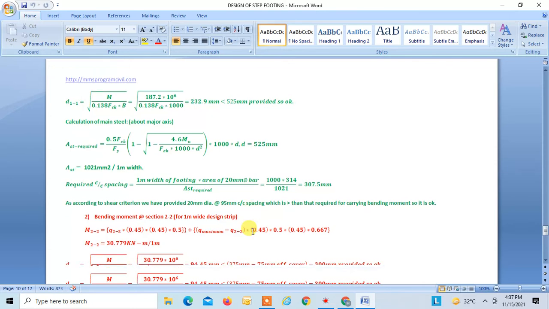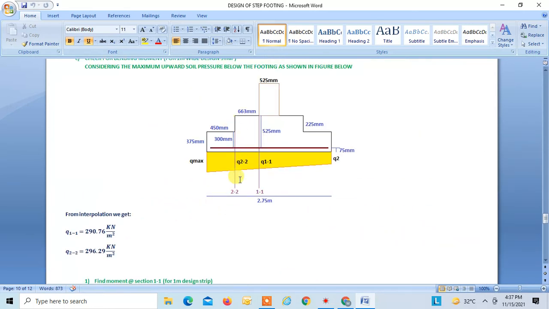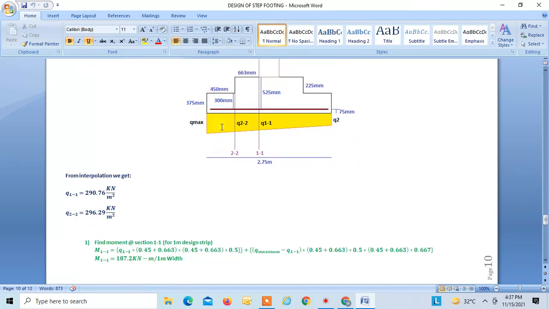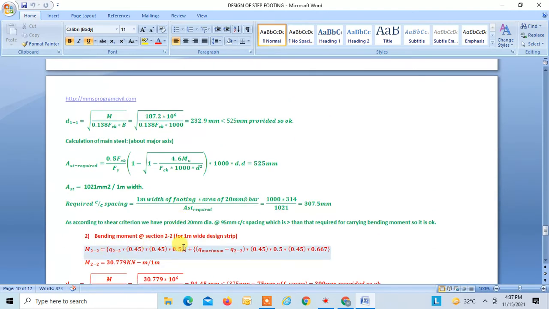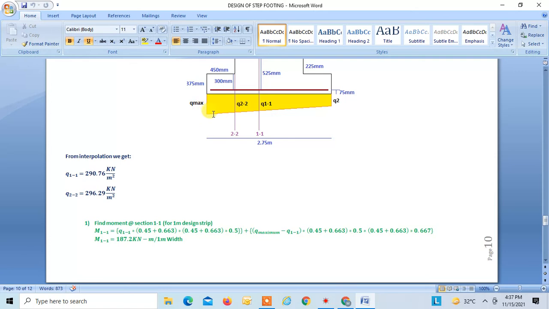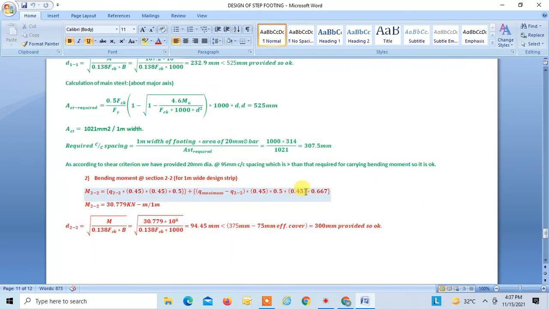Now the next step is we have to check for the flexure at section 22. So let us find the bending moment at section 22. This is our section 22, right, at the face of the step. So this is 0.45, right? For the rectangular portion of the stress diagram, you can get this portion, and for the triangular portion of this diagram you can get this equation, right? So from this you can find moment 22, which is 30.799 per meter width.